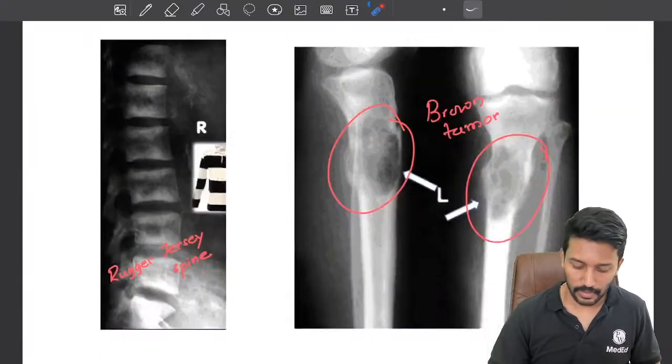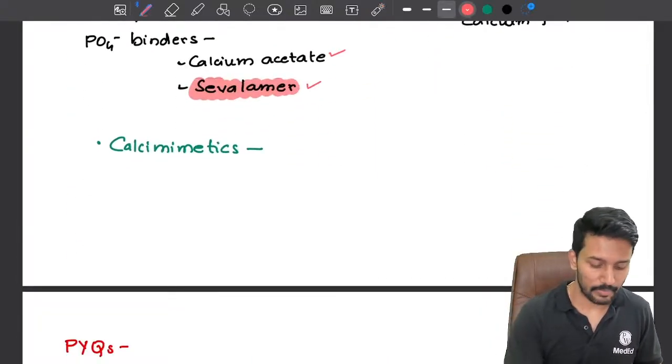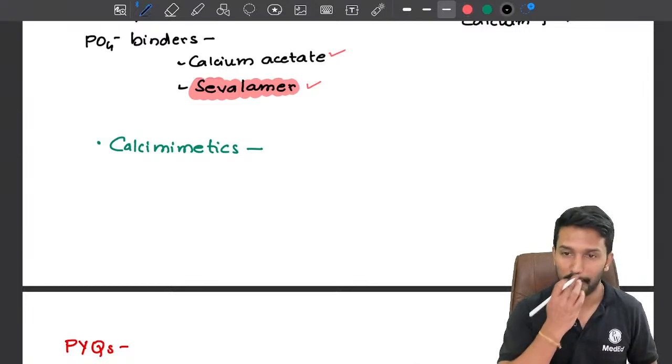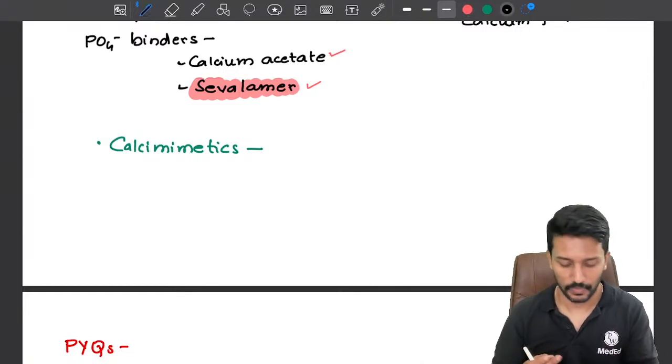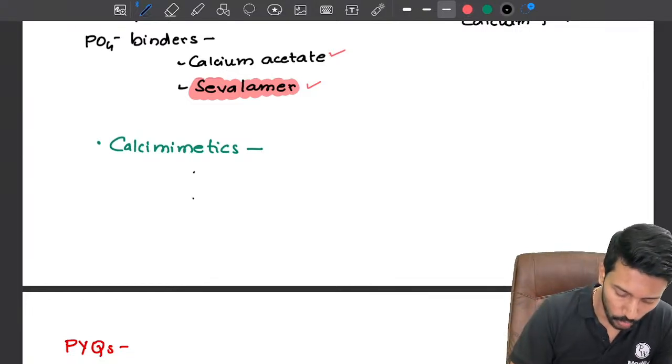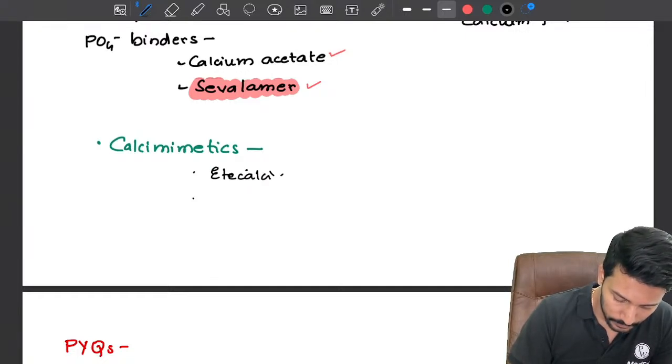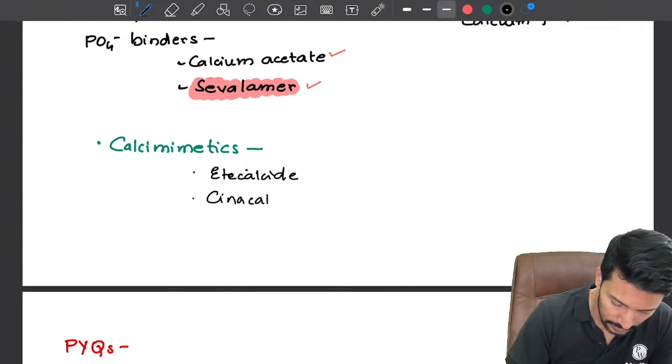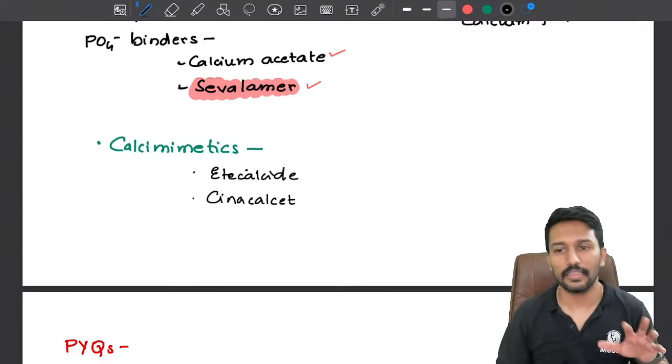Those classes of drugs are called calcimimetics, right? Calcimimetics. They are mimicking the function of calcium, right? So two examples you need to remember: etelcalcetide and cinacalcet. These are calcimimetic agents.